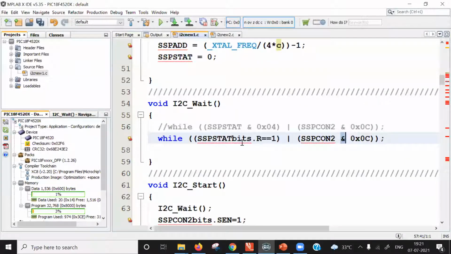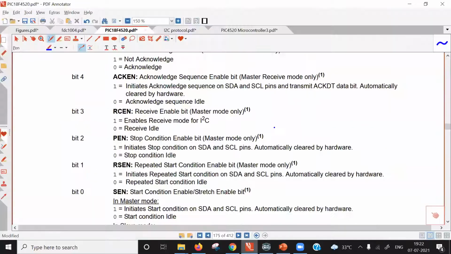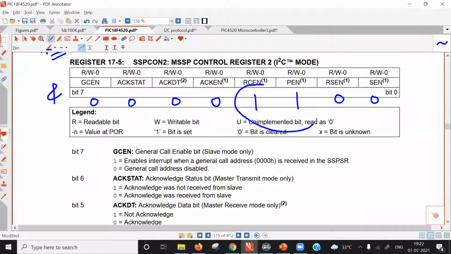When the R bit of the SSP status register is 1, it indicates that transmission is in progress. When the SSP con2 register has these two bits simultaneously 1, it means that reception is in progress, and we should wait. These two bits will be automatically cleared when reception is complete. So we must wait as long as these two bits are 1.